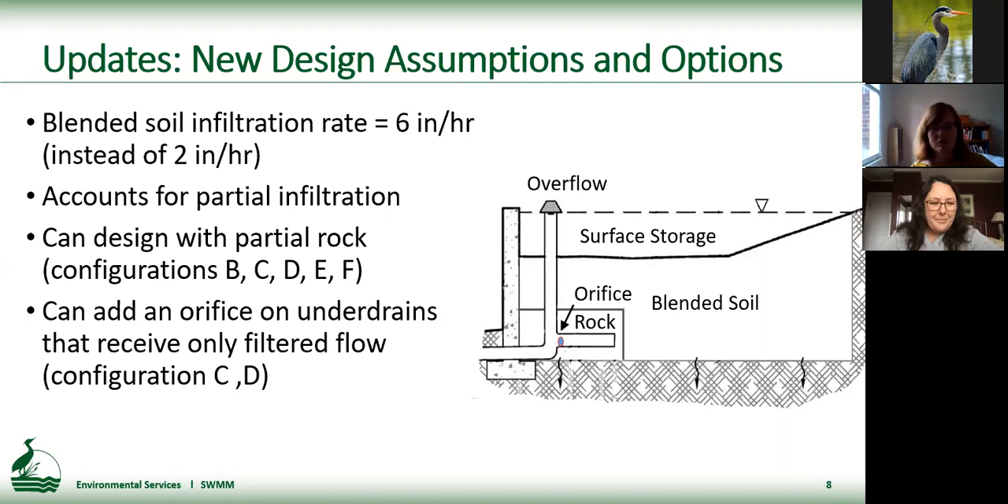The new pack also accounts for partial infiltration, and it can be designed with partial rock and not just full rock. So in the previous pack, you had to have rock across the whole facility. And now you can just do a partial rock, which is encouraged, to only have it under part of the facility. And the new pack can also add orifices on under drains that receive only filtered flow, which are configurations C and D.